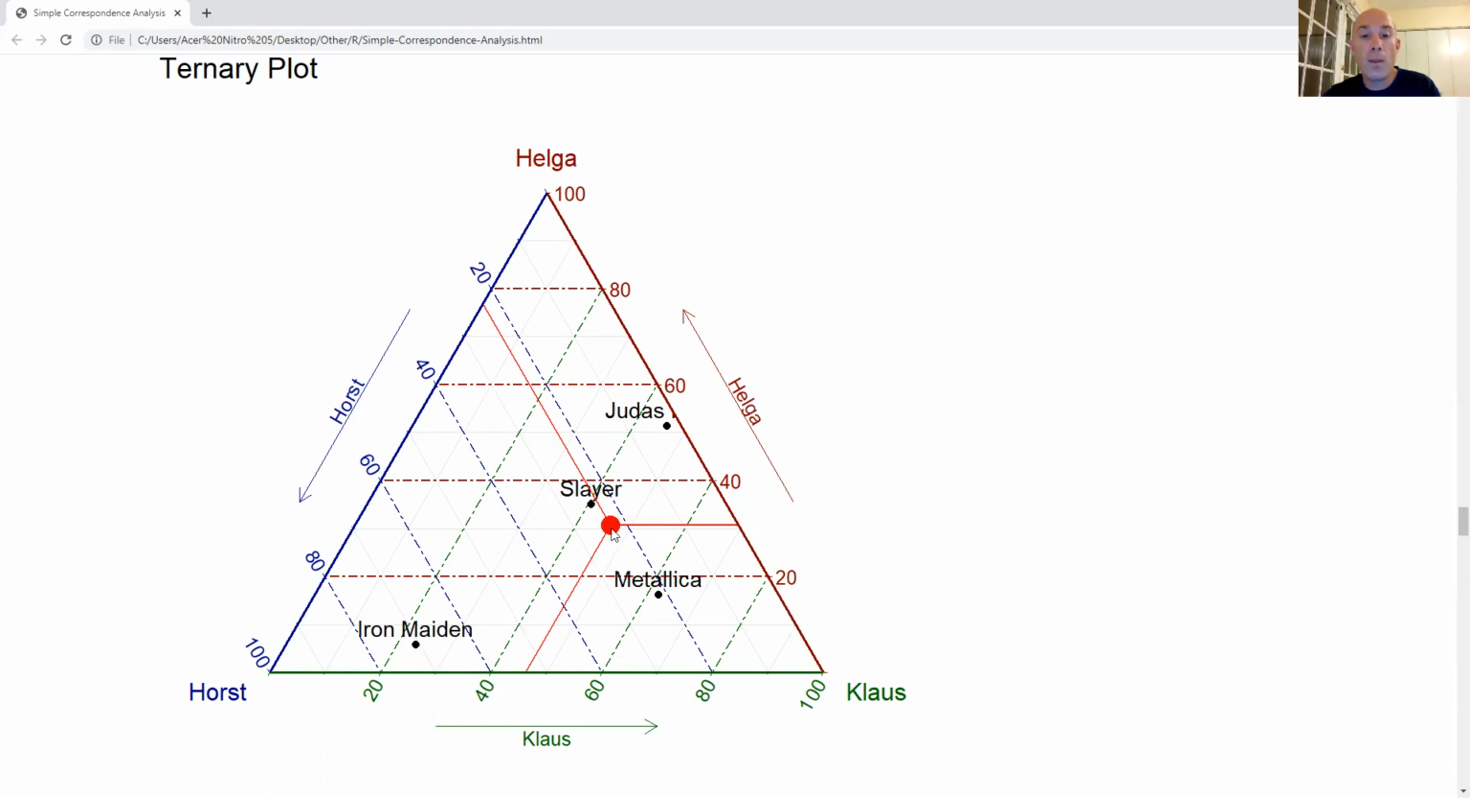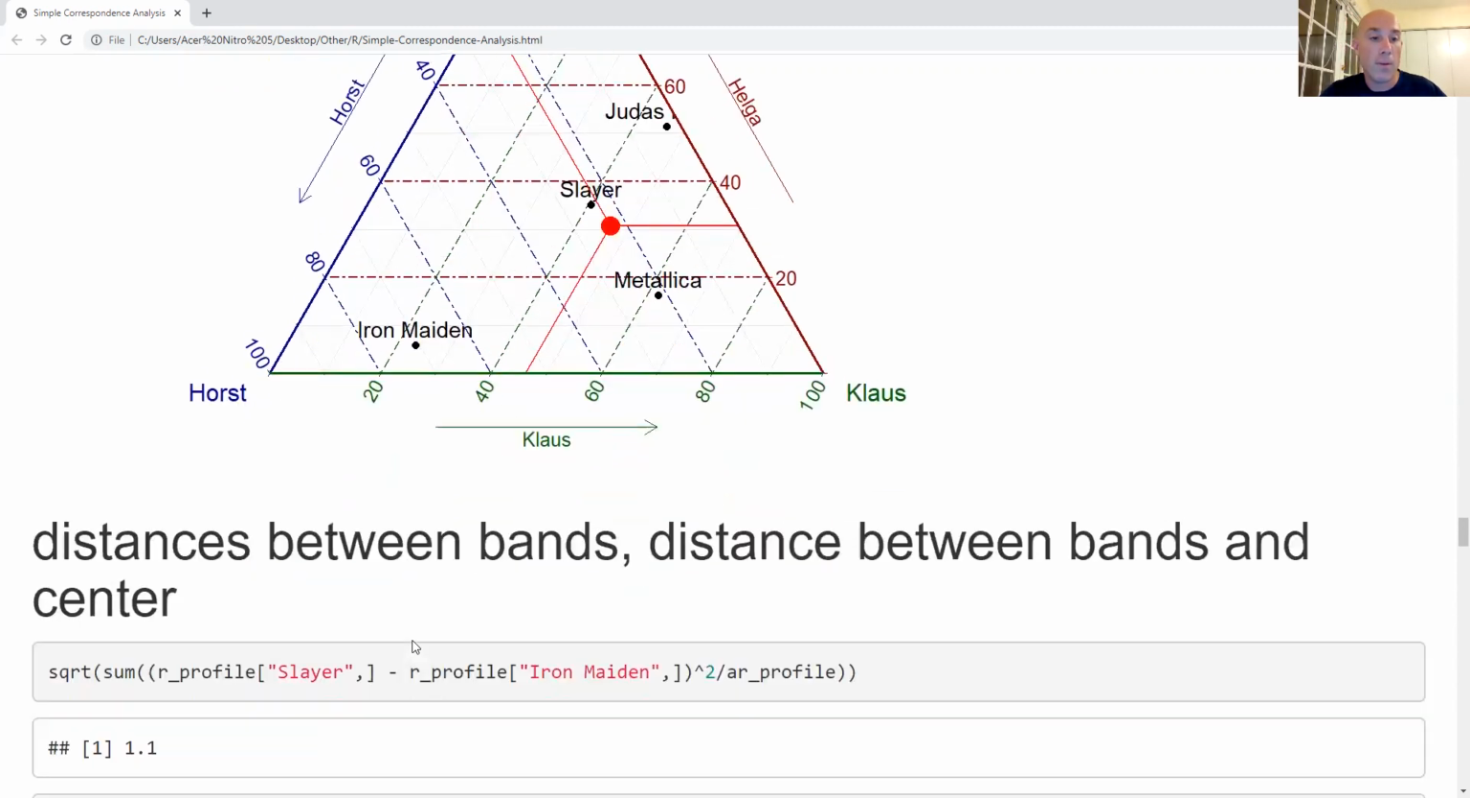And here we can see the overall average, that dot right there. And so we can see that Slayer as a band is more consistent with the average than the other three. Metallica is the second most consistent with the overall average. Iron Maiden is the least consistent.